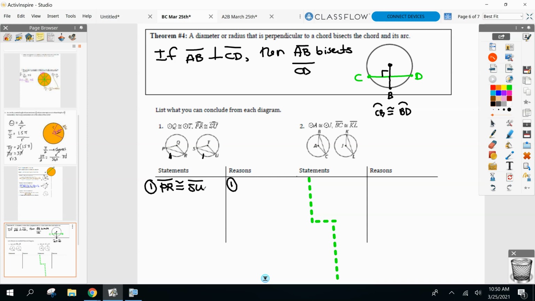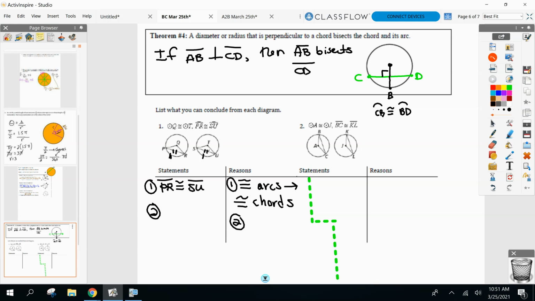And here's what I would expect you to write in the reasons column if you use that in a proof. What did you know was congruent already? Arcs. So I'm going to start with congruent arcs. Imply, what did you tell me were congruent? Chords. What are PR and SU? Those are chords. So there's my reason. Congruent arcs imply congruent chords. I don't need anything fancy here. I just need it in the right order. So because the arcs were congruent, that implied the chords were congruent. Perfect.